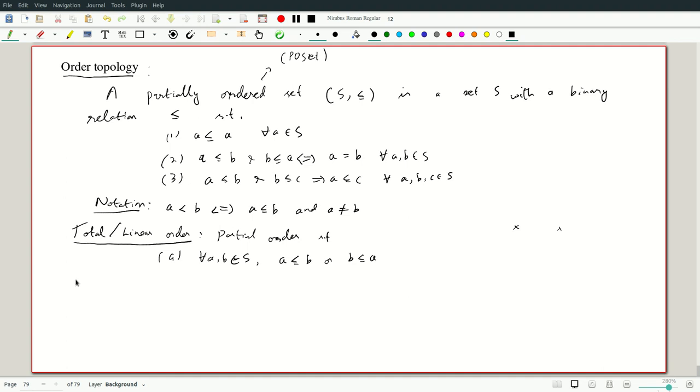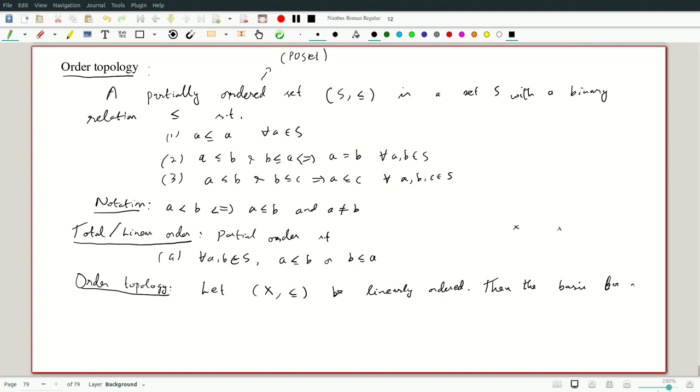Okay, so now given these, we have an order topology. So, order topology. Let X with less than or equal to be linearly ordered. Then the basis for a topology on X is given by, well, intervals AB, with A, B in X.